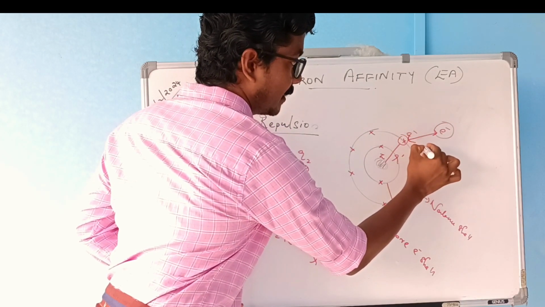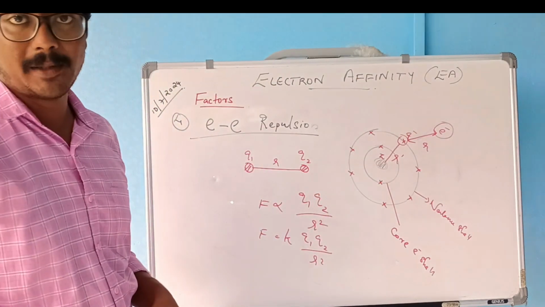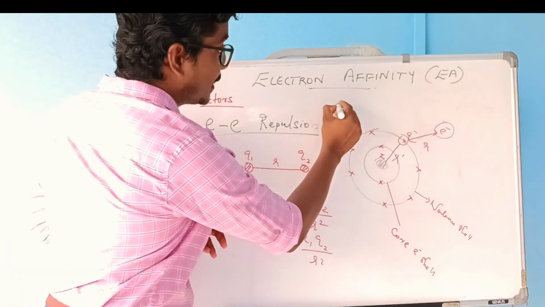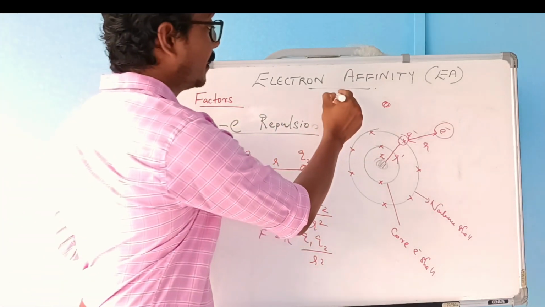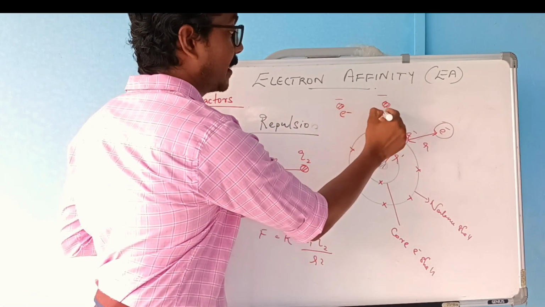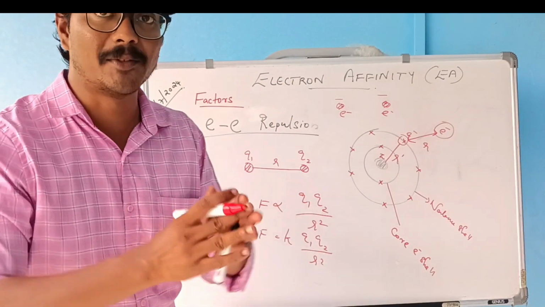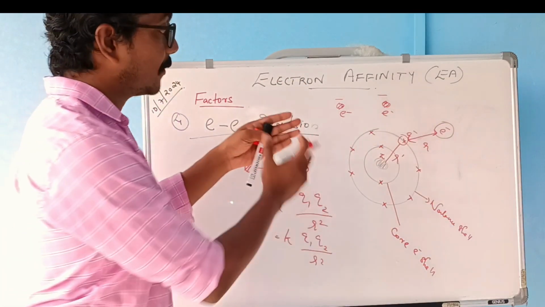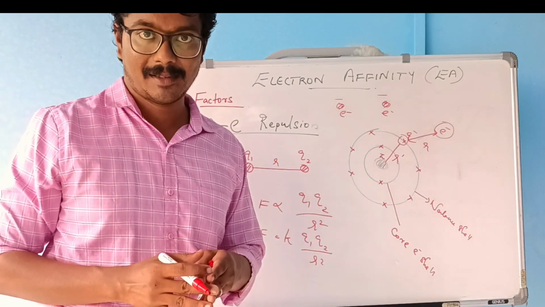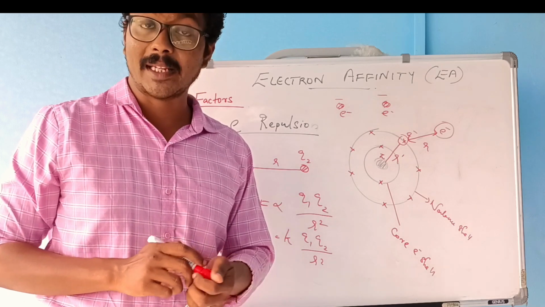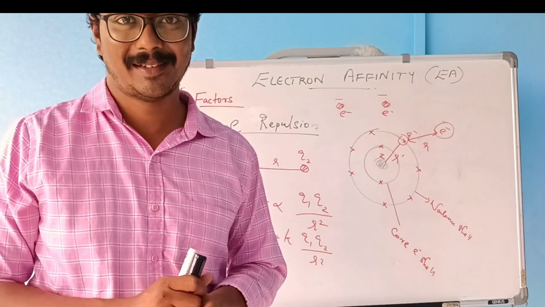Now consider the distance between the electron and the incoming electron. What is going to happen? If the like charges come closer, negative and negative, two electrons, what will happen according to Coulomb's law? They will repel apart. So in order to avoid such a repulsion, the electron will occupy a position as far away as possible.